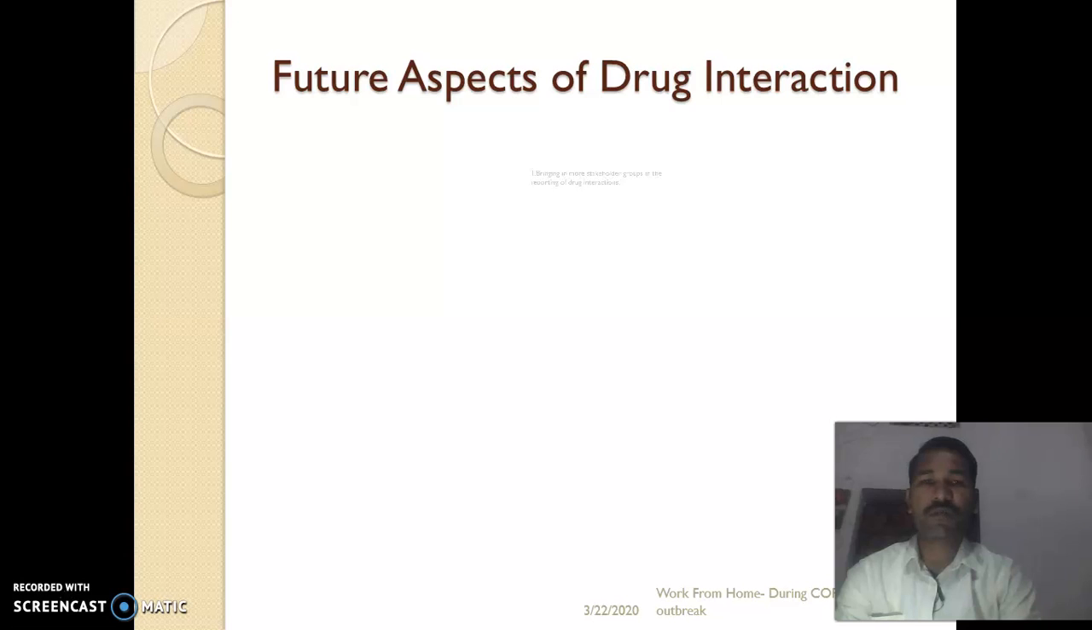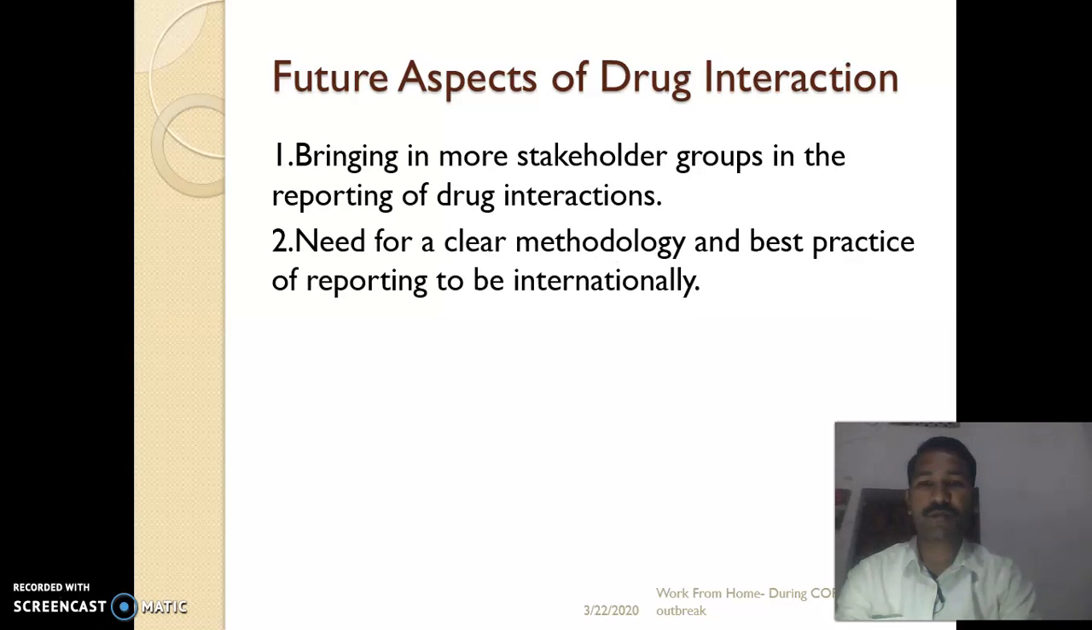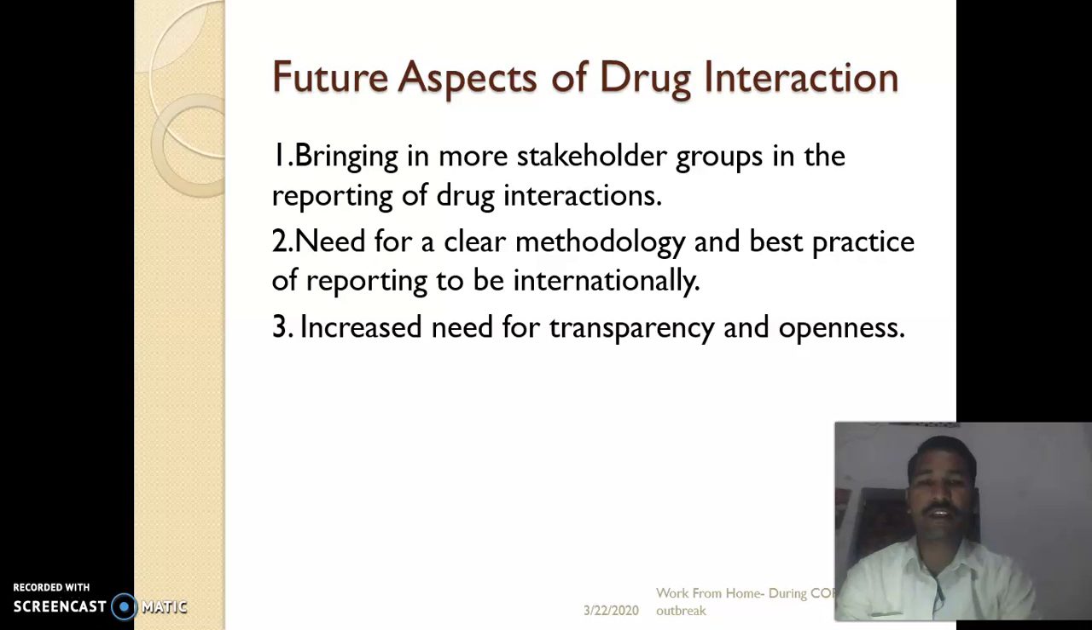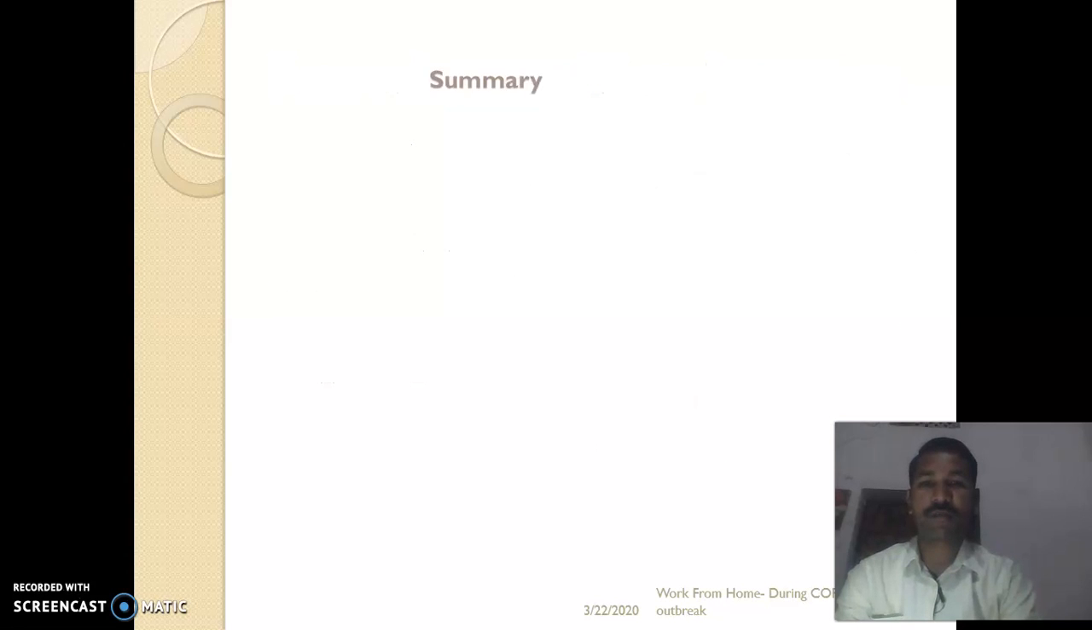And the future aspects of drug interactions: bringing more stakeholder groups into the reporting of drug interactions, the need for a clear methodology and best practice of reporting at an international level, and an increased need for transparency and openness, to promote product safety awareness, and to encourage all healthcare professionals to report suspected drug interactions.